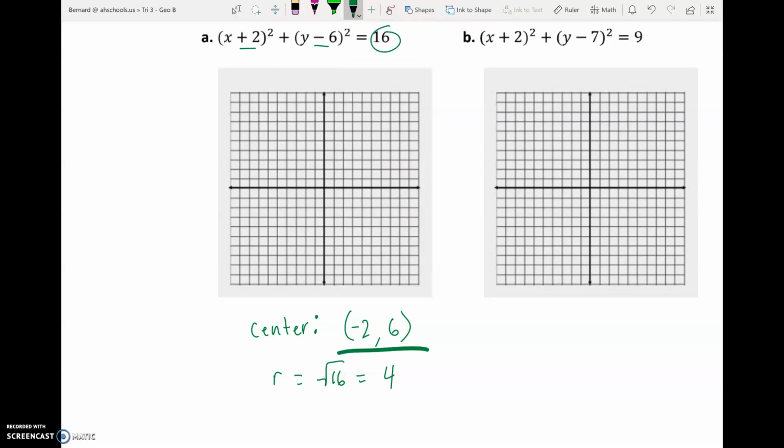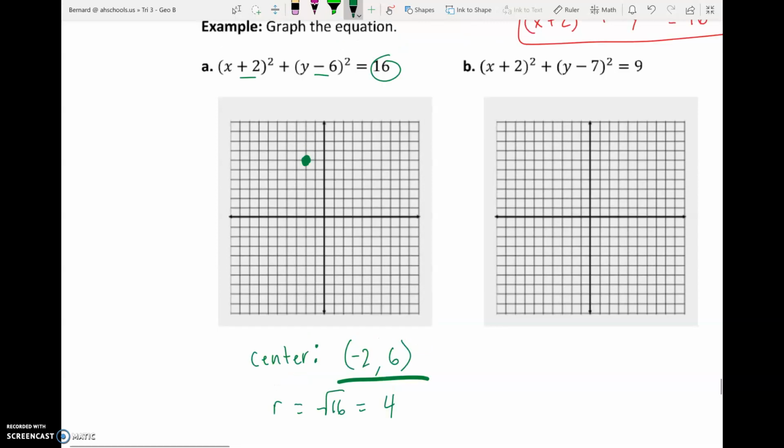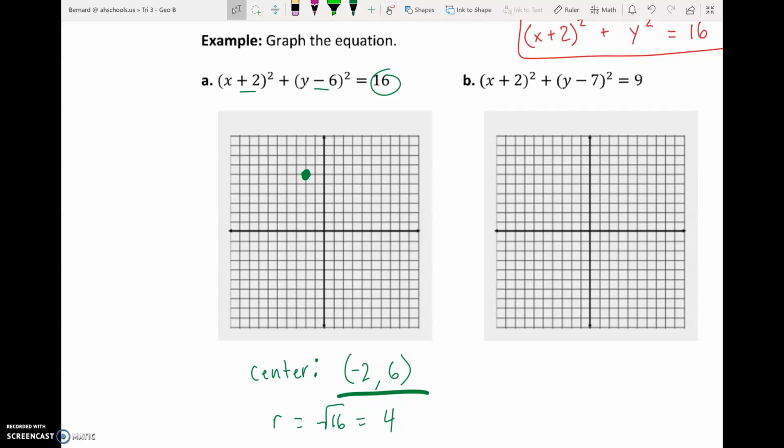Let's put a dot at our center. So if I find -2, 6, that's right here. I'm going to put a dot there. Now I'm going to draw something, I'm going to erase it. But basically that's the middle of our circle. So our circle is something like that, right? But we need to find out exactly where it goes.